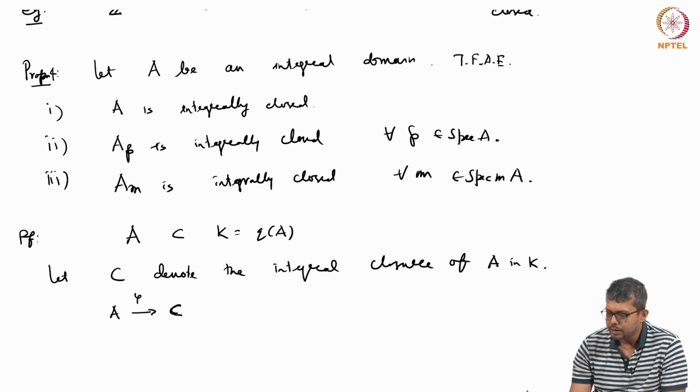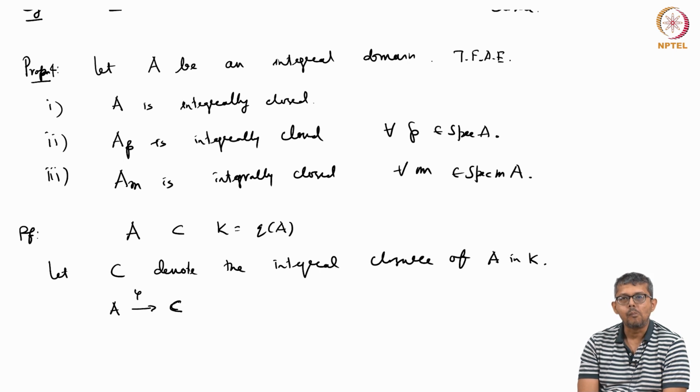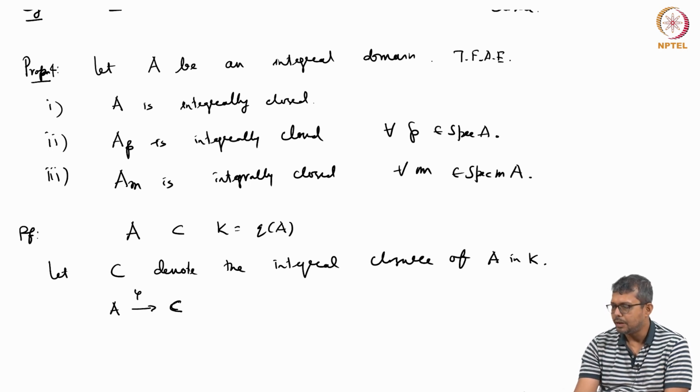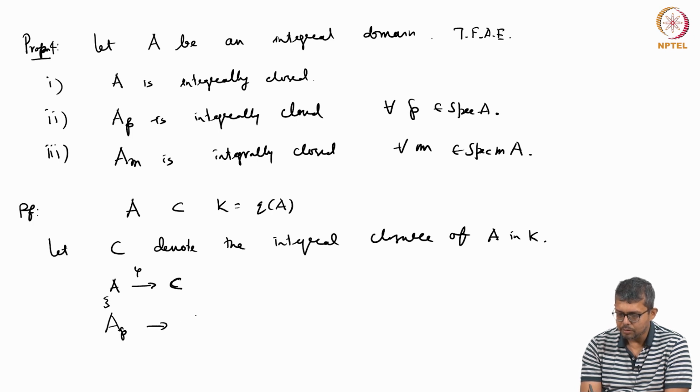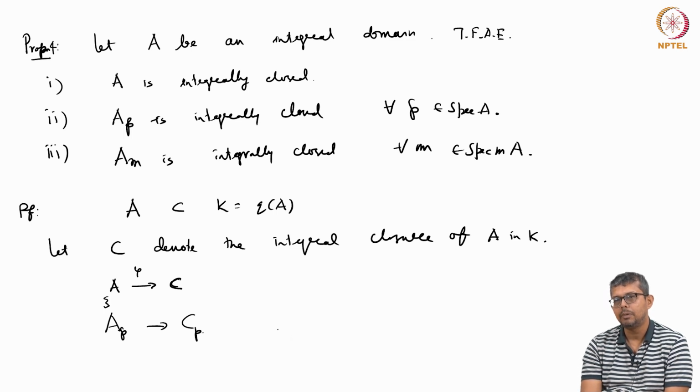So, now you use that under localization, an integrally closed ring remains integrally closed, and surjectiveness is also a local property, right? If you have a ring homomorphism phi from A to C, it is surjective if and only if phi_P is surjective for all P. So, this will give A_P to C_P, and you know the integral closure of A_P in the quotient field of A_P is nothing but C_P, because of localization. You use that fact also, that S inverse.